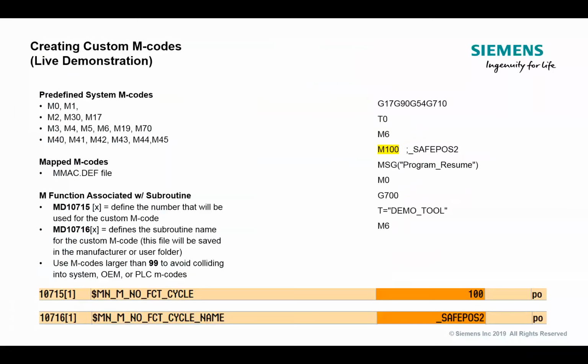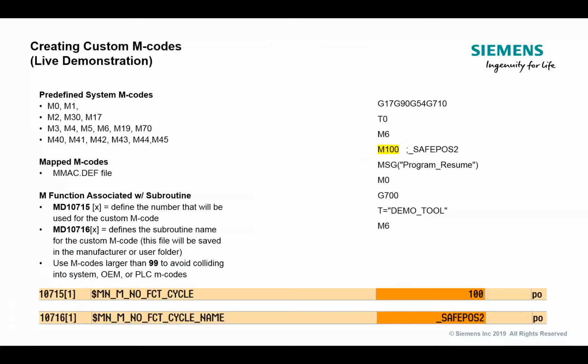Now, there are some other files that change how M codes are associated. We're going to look at that in a second. That's the mmac.def file that we're referencing here. To be safest, if you're going to create a custom M code, I would reach out to the machine tool OEM, either through documentation or by talking to them directly, and find out what M codes are available. That would be the safest thing by far.